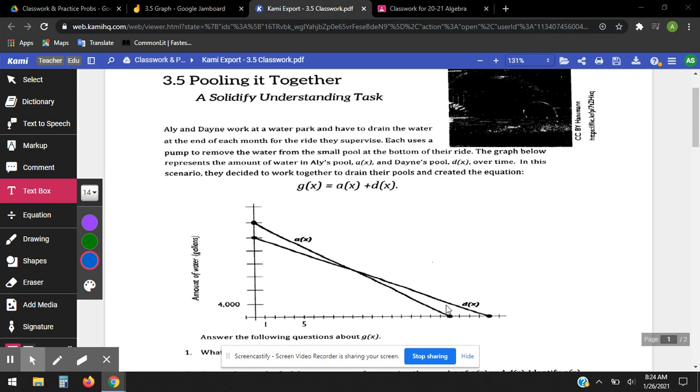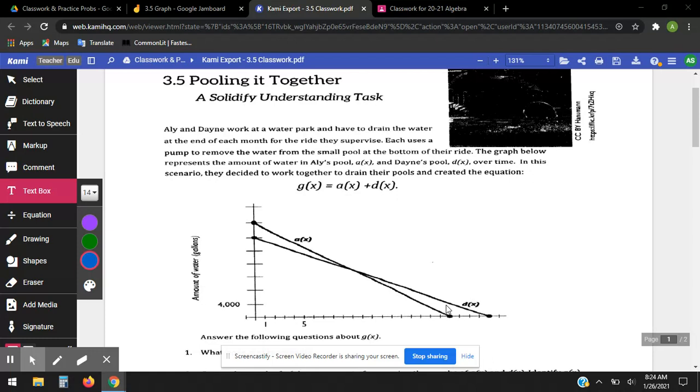Hi, this is Algebra 1, Module 3, Lesson 5, Pulling It Together. This is an extension of last lesson, Lesson 4, so we're using the same graphs and we're expanding on it.